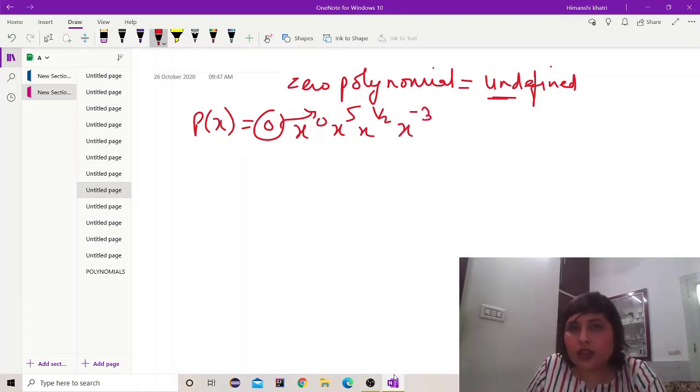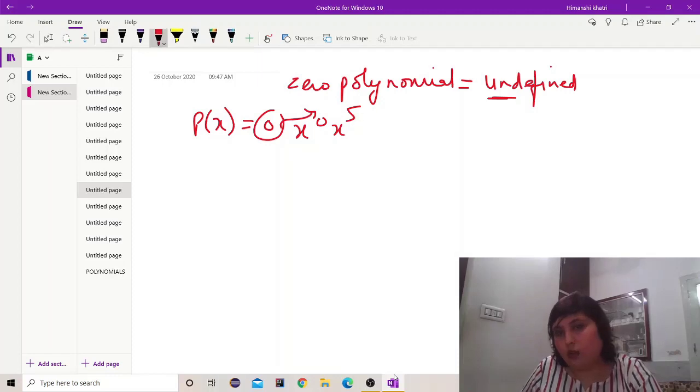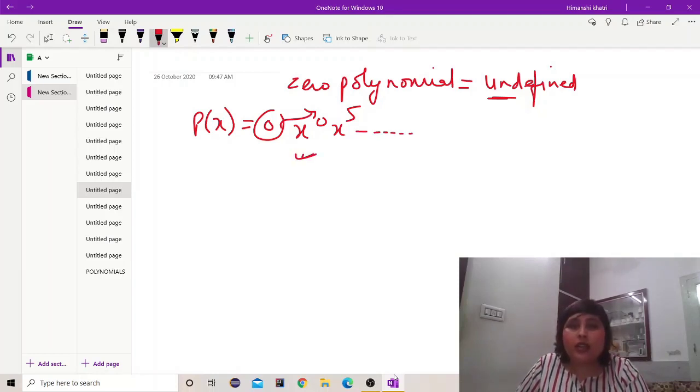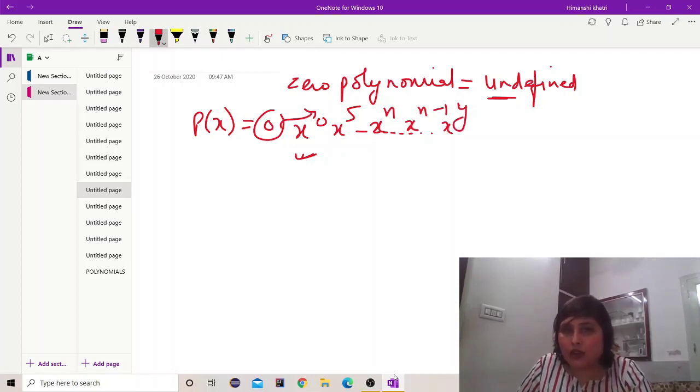Can I write x to the power minus 3? No, because it is a polynomial. So removing these two, because I am talking about polynomials. Now can I write 0 times x to the power 5? Yes, because anything multiplied with 0 will give you 0 itself. Now, can I identify the degree? Anything can be written here: x to the power n, x to the power n minus 1, x to the power y, anything.